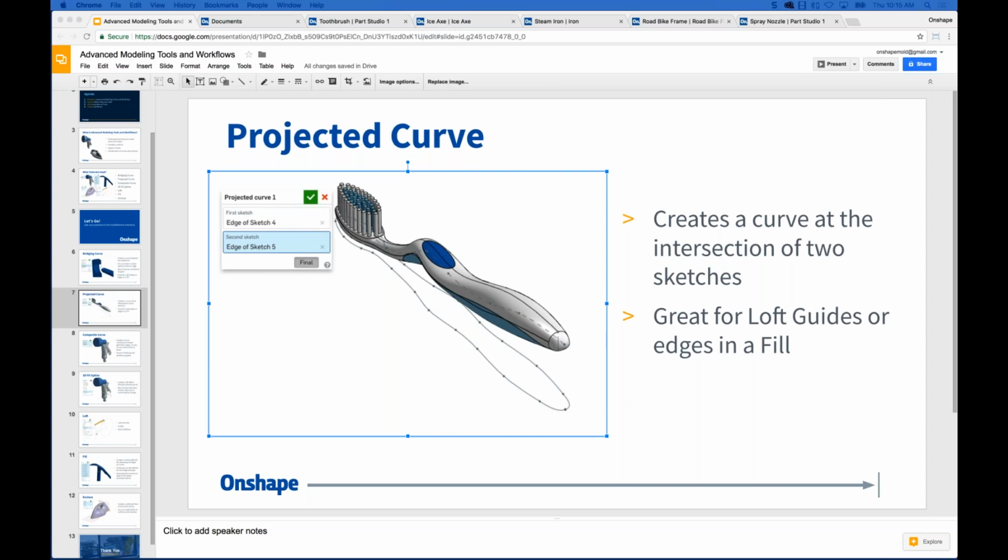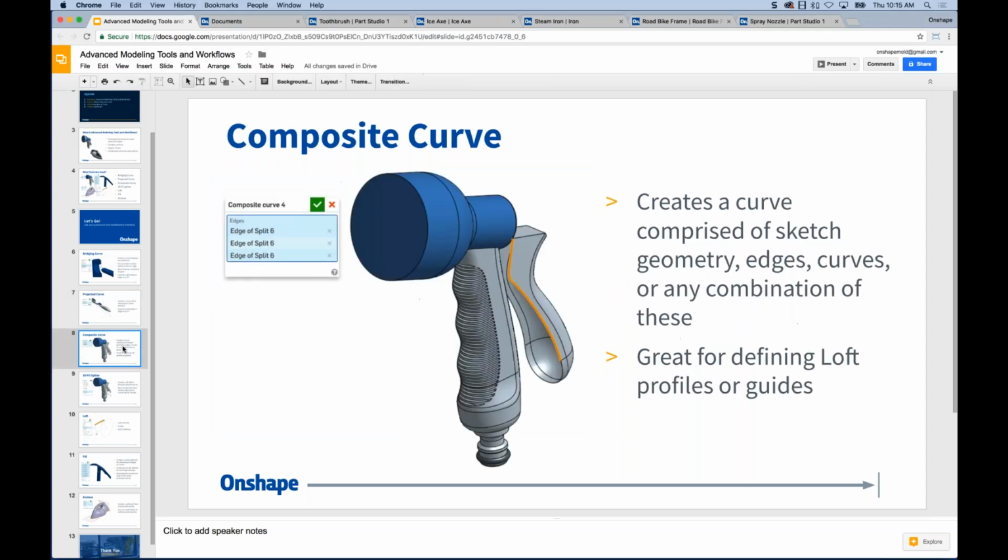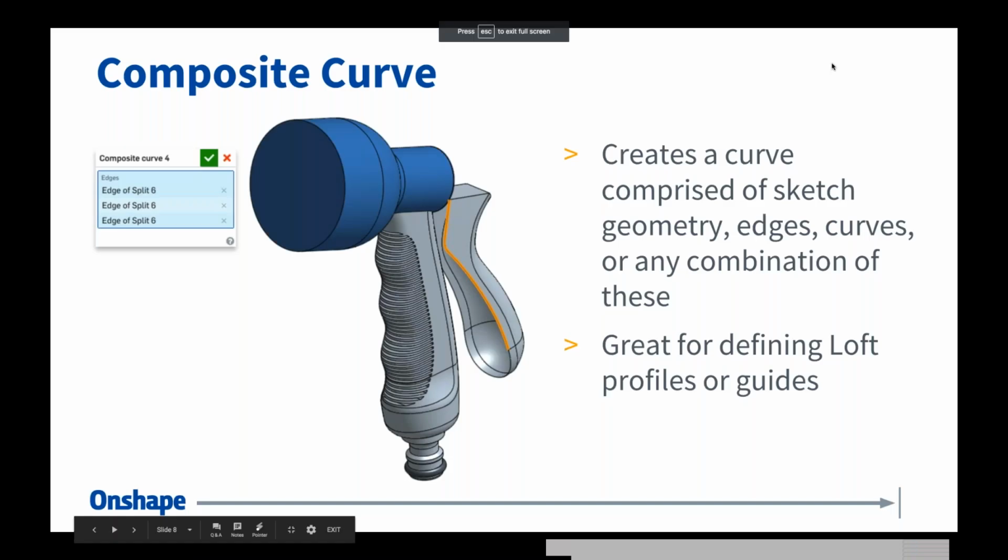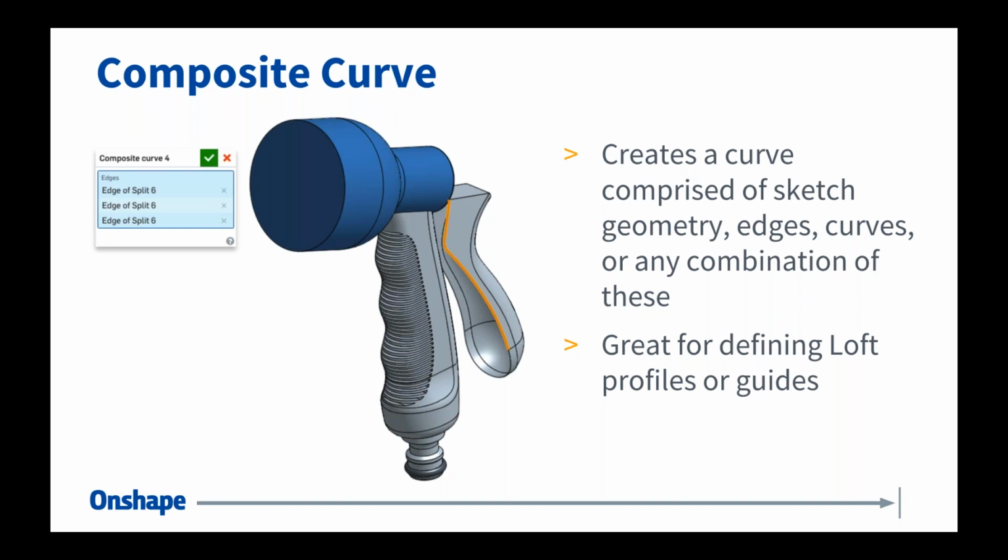All right, so the next command that I wanted to discuss is the composite curve. The key with the composite curve is it allows you to take what is a combination of things and turn it into one selectable entity. And there's a lot of scenarios where this is really valuable. I like to give the example of loft profiles, but it could also be used for guides and other things as well.